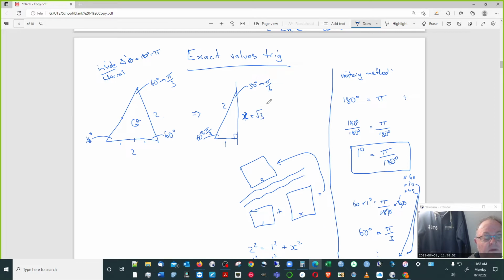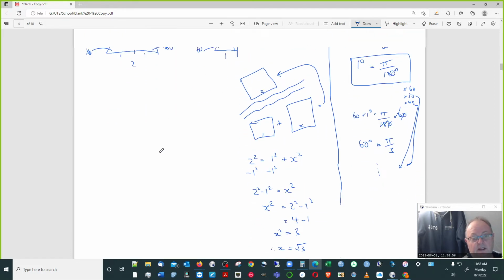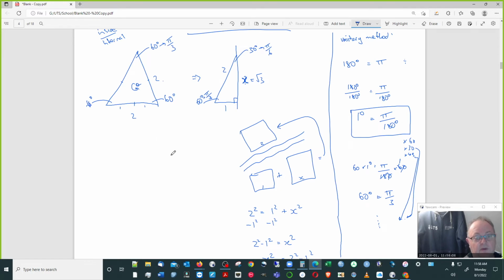I need you to be able to do this without a textbook, without the internet, without anything. I need you to be able to get to that point, because I want you to be able to draw this out, not from memory, but from your reasoning, which we just did. The bigger angle has the smaller denominator, the smaller angle has the bigger denominator, and the sides are like that.